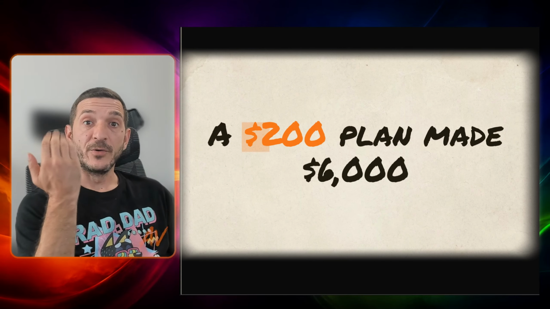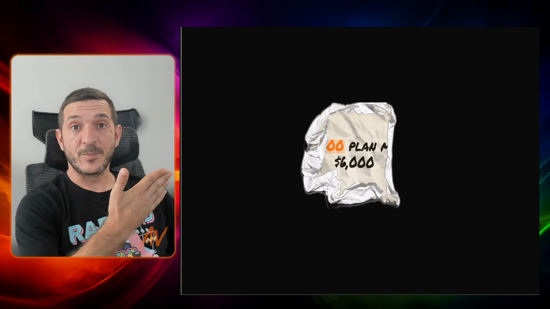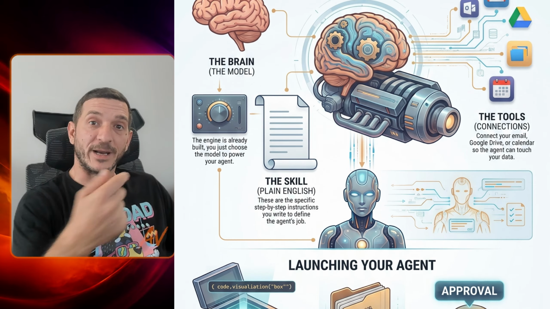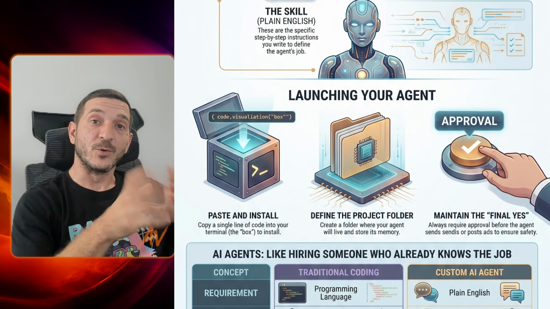Last video, I showed you a $200 AI plan that made $6,000. The main question is, how do I actually build that? And today, we're gonna build it together. But first, I have to clear the biggest mix-up of all of this.